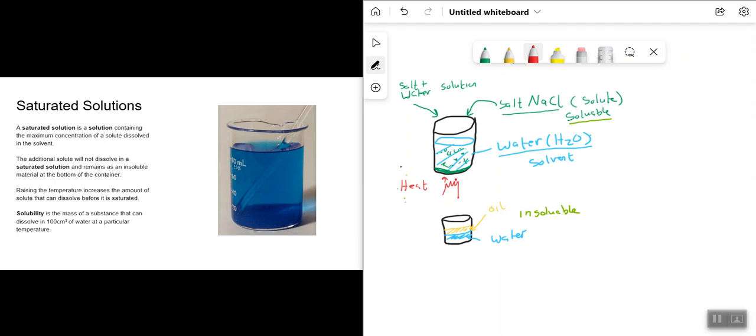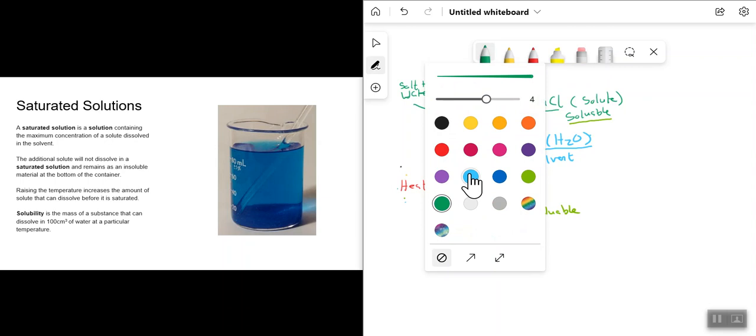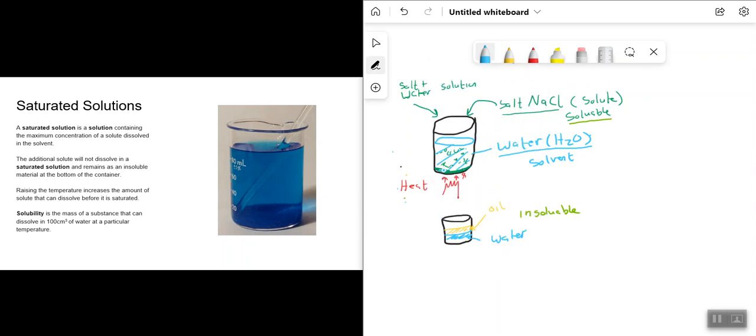And what that will do is basically allow this excess solute to dissolve into the solution. So it'll start to dissolve and actually go into the solution by adding heat. So basically, heating a solvent allows you to put more solute into it. So these are properties, for example, of solutions.